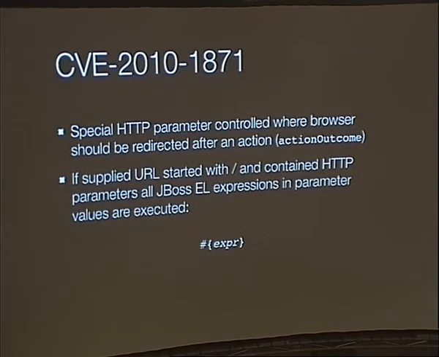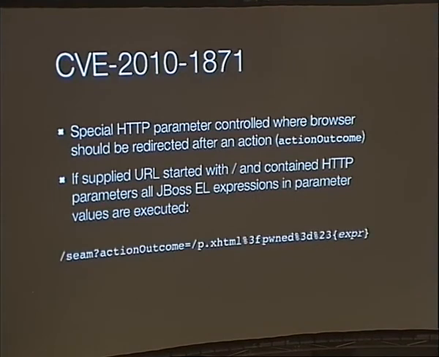So let's say we want to execute this particular expression as an example. First of all, we URL encode it. After this, as I said, it's HTTP parameter values, so we create a parameter called pwned equals and then that value. And then as follows, if we submit this request, slash and whatever Seam application handler, then we do actionOutcome slash and then the URL and HTTP parameters, our code gets executed.